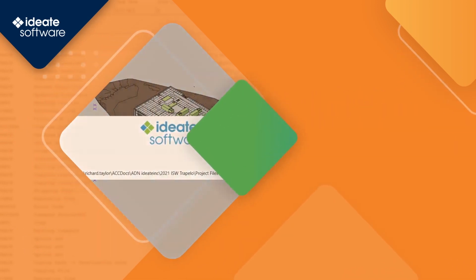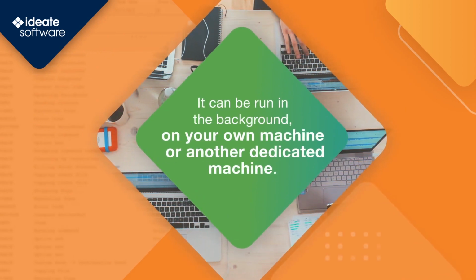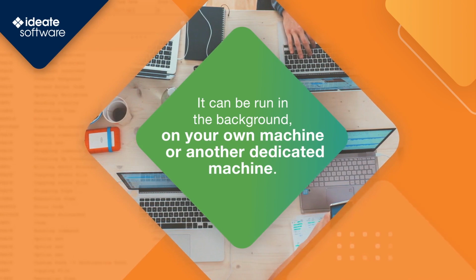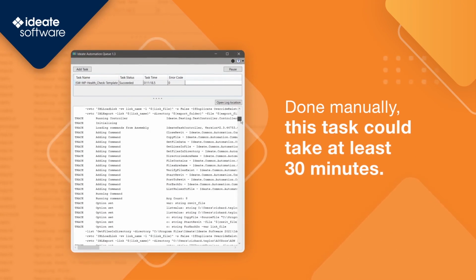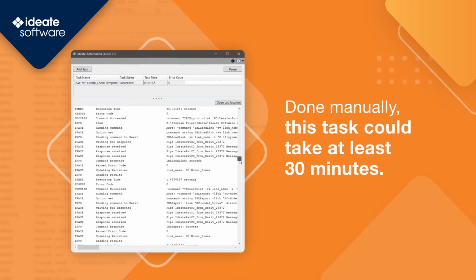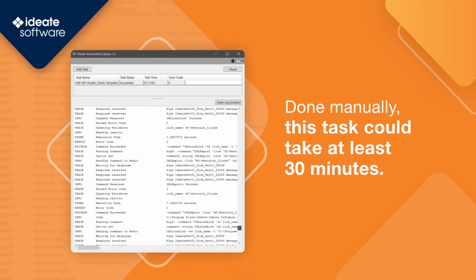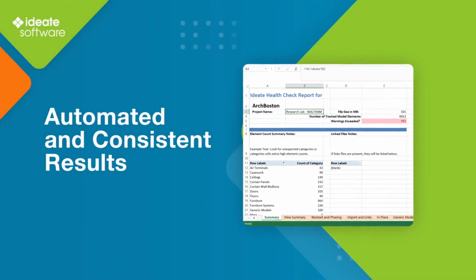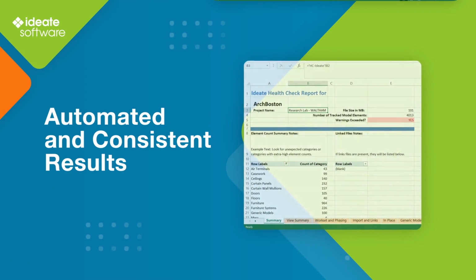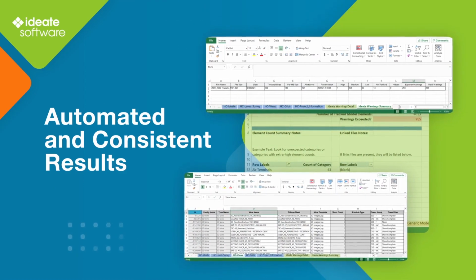And the great thing about this process is that it can be run in the background on your own machine or on another dedicated machine. It can also be scheduled to run at night via the Windows Task Scheduler. Done manually, the task we just completed would have taken at least 30 minutes, most of which would have been for the file opening process. The real benefit here is that our Excel data has been automated and will now provide us with consistent results in an easy-to-review Excel format.